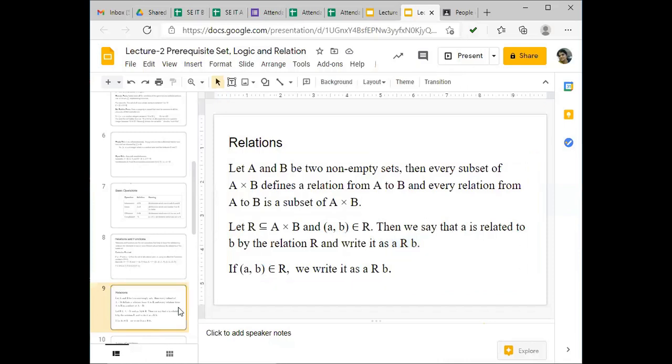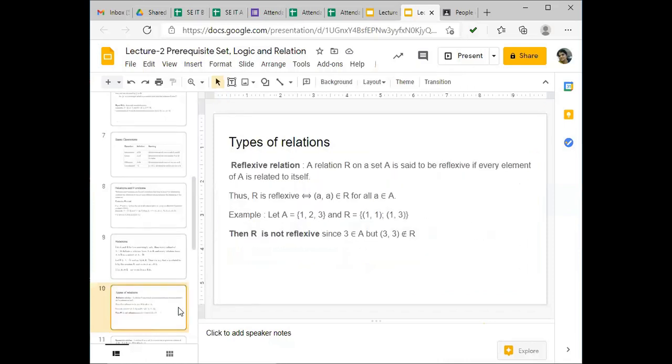So, types of relations. If you remember, we have mainly three types. We have many, but we usually see three types: reflexive, symmetric, and transitive. What is reflexive relation? Reflexive relation is where every element of A is related to itself.